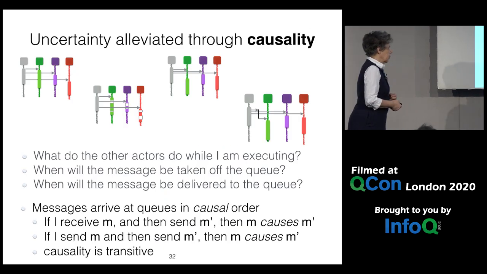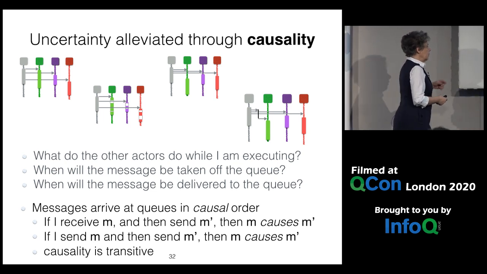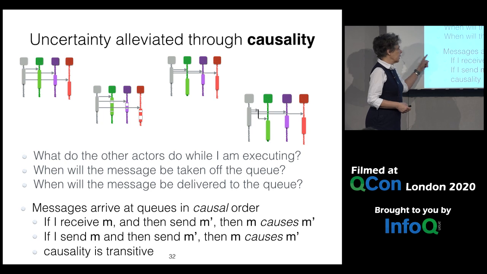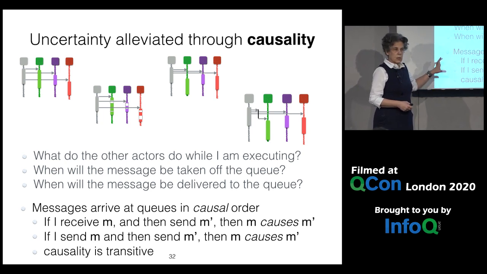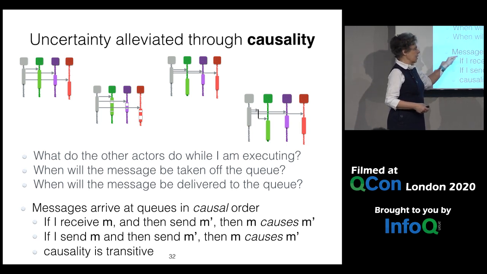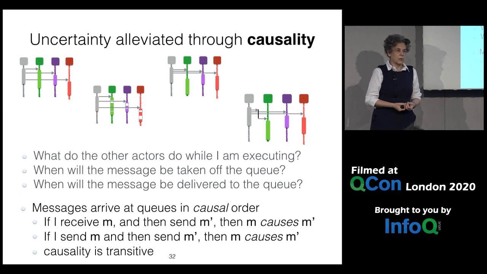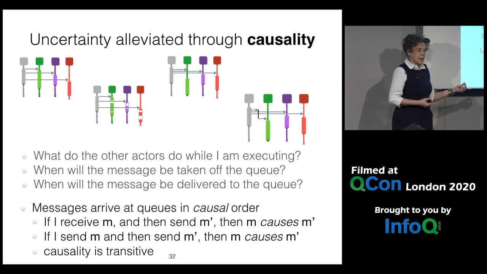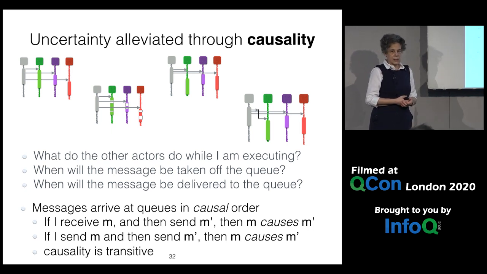And luckily the answer is no. And why is it no? The guarantee of causal delivery is the following. First, what does it mean for a message to cause another message? Either I receive a message and then I send another message. So if I receive message M and then send M prime, then M is a cause for M prime. And if I send M and then send M prime, then M causes M prime. And causality is transitive.